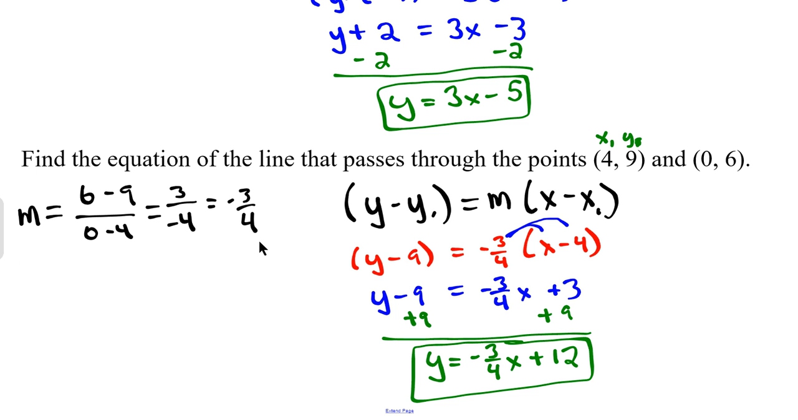The correct answer for our last one that went through the points (4, 9) and (0, 6), we had y equals -3/4 x plus 12. We found our slope first between the 2 points, then used the slope and that first point to plug it into point slope form, which is this guy right here. Then we simplified and solved for y, and that's where we got our answer, y equals -3/4 x plus 12.